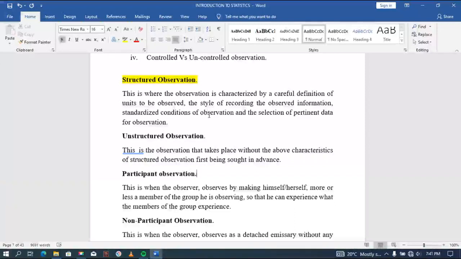And then we have unstructured observation. This is the observation that takes place without the above characteristics of a structured observation being sought in advance. In this case, it is just the opposite of structured, whereby you do not consider the areas of interest, what you want to look for during the observation process, or the modes of recording. Under unstructured, you do not consider those characteristics as you see in the structured observation.